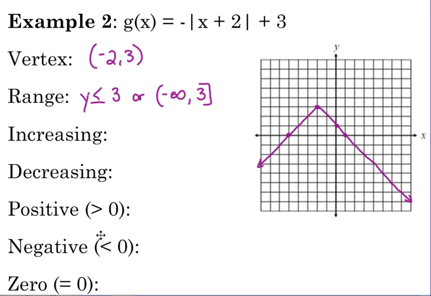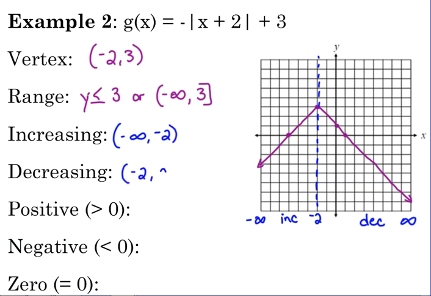All right, this one increases first. This one starts by increasing. Where does it change? It changes at -2. It increases, then it decreases. So our increasing interval is -infinity to -2. Our decreasing interval is -2 to infinity.